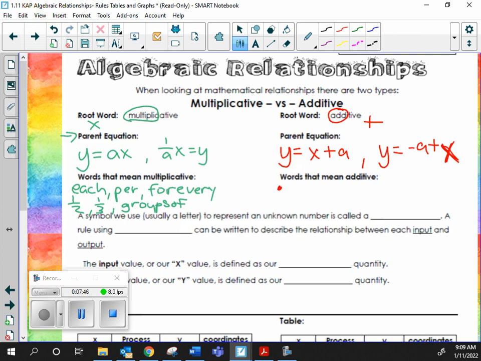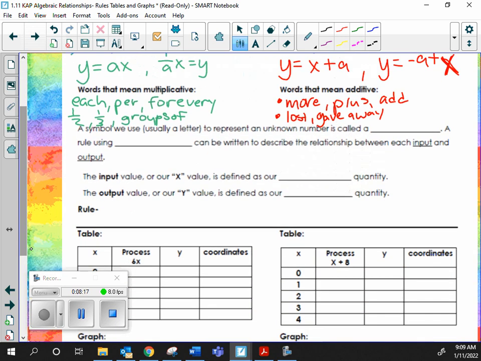Okay, words that mean additive: this many more than someone else, plus, or add. Also, since we can include subtraction in there, we can say we lost something, we gave away, all that jazz. Take away. Okay. Again, this seems like it's harder. It looks like it's harder than it actually is. It's nothing too crazy.